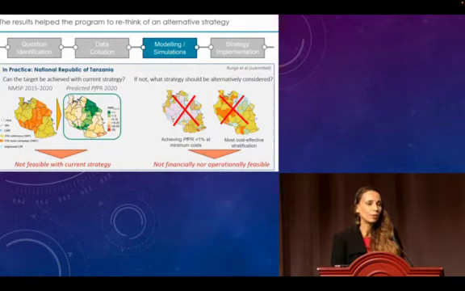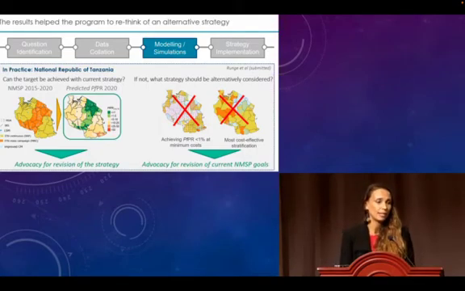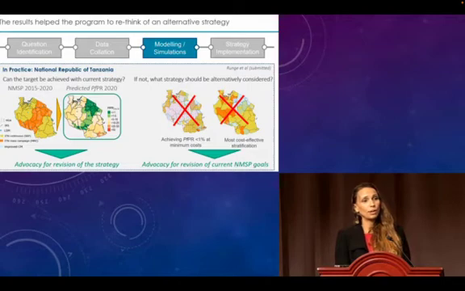So, although it looks like negative outputs, those were really useful as advocacy to say we need to revise the strategy that we currently have in Tanzania. We also need to rethink in terms of the goal. Maybe the goals were too ambitious, especially as we were getting closer to the target.